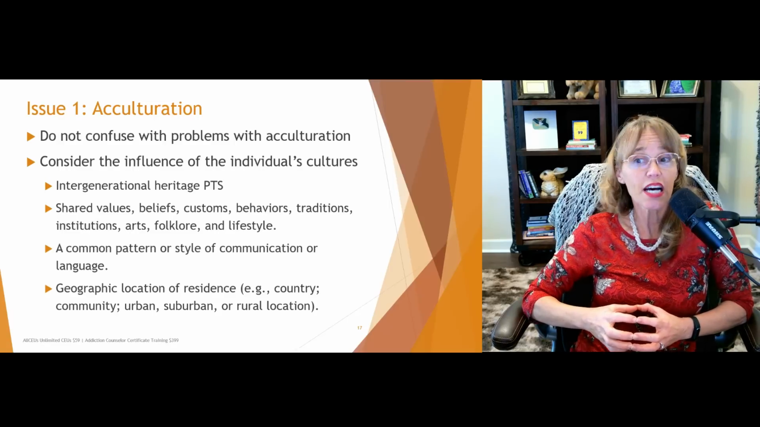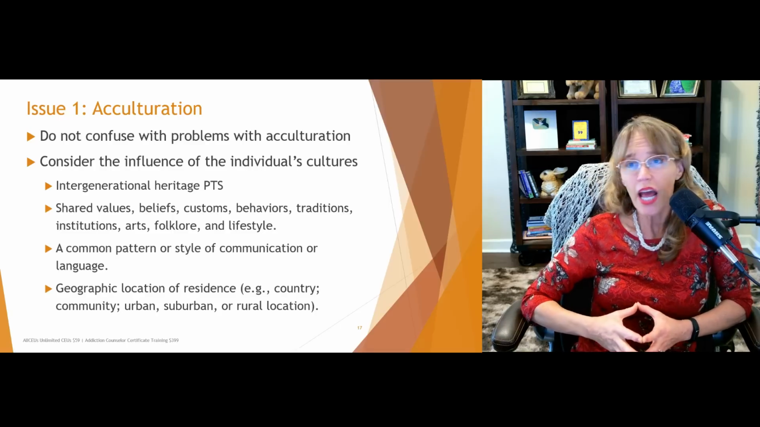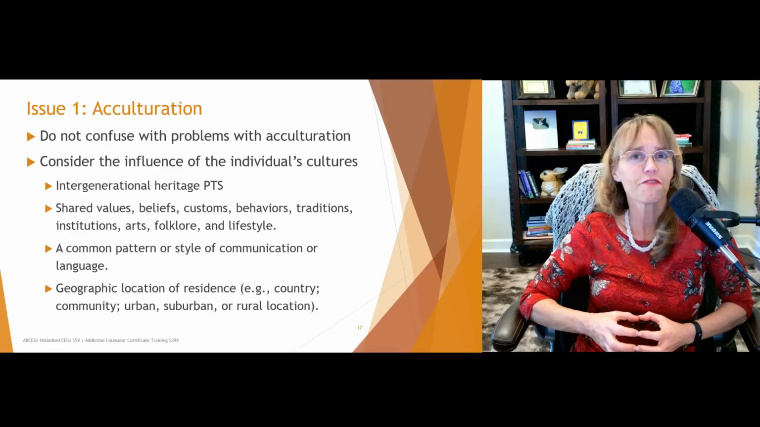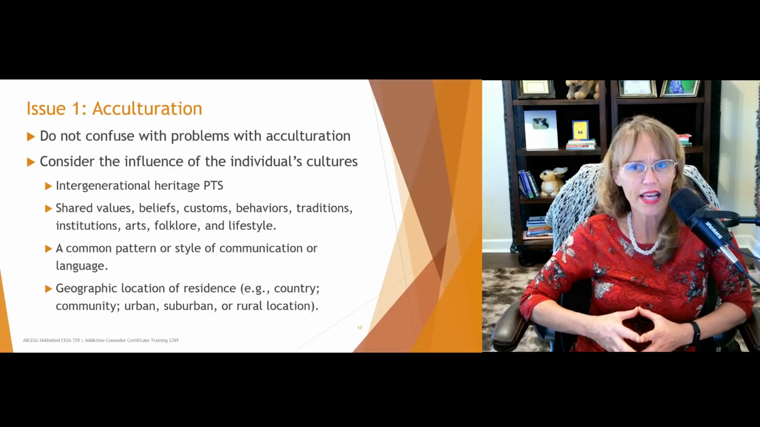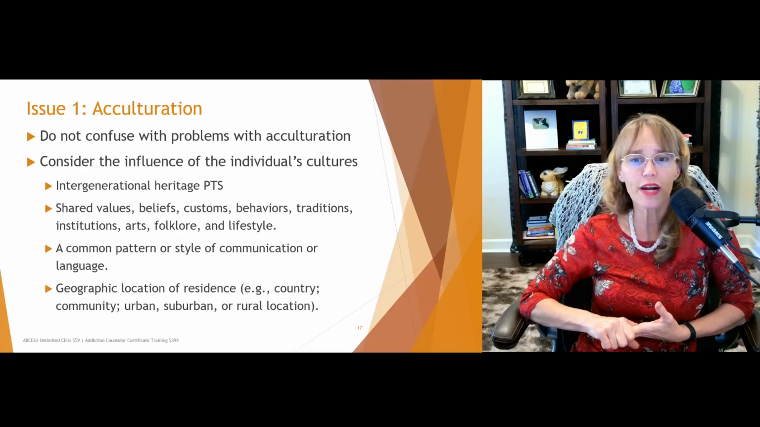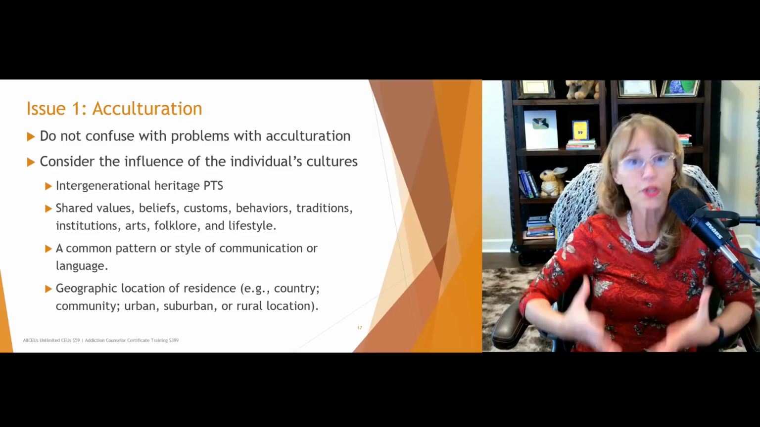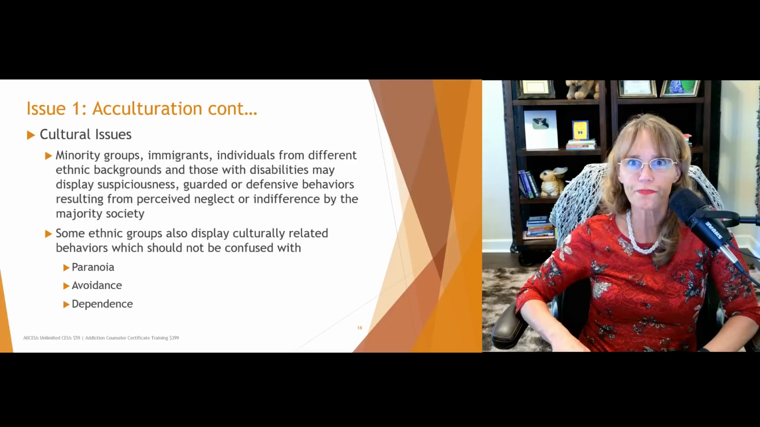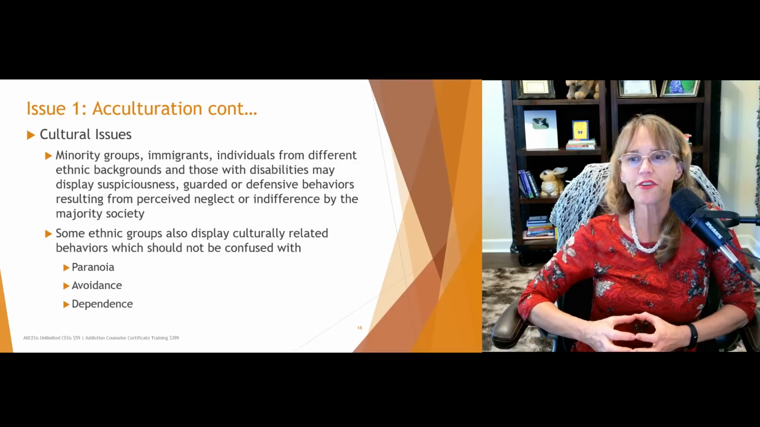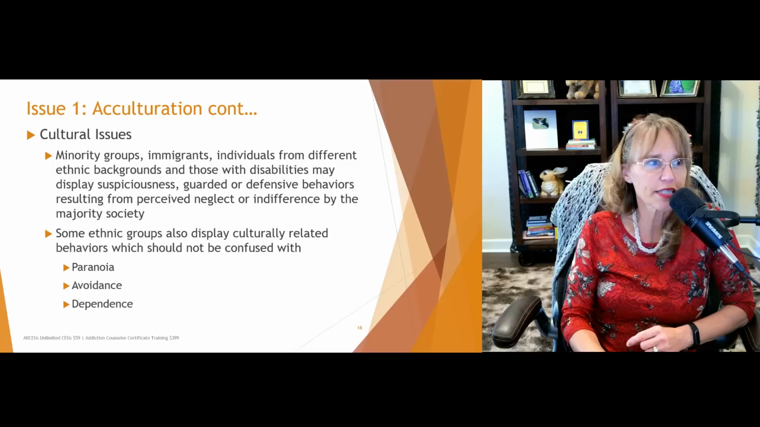Shared values, beliefs, and customs, a common pattern or style of communication or language that we're not used to, that seems inflexible or seems rude or unempathetic to us, but not to them. Or the geographic location of residence and the behaviors and beliefs that are expected in that culture. Some ethnic groups also display culturally related behaviors which should not be confused with paranoia, avoidance, or dependence.